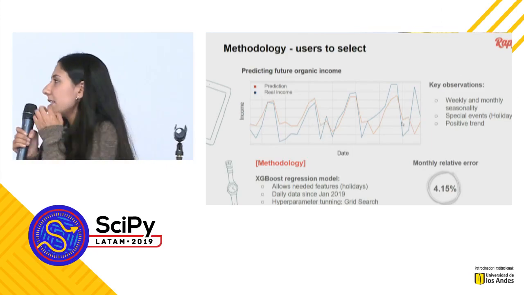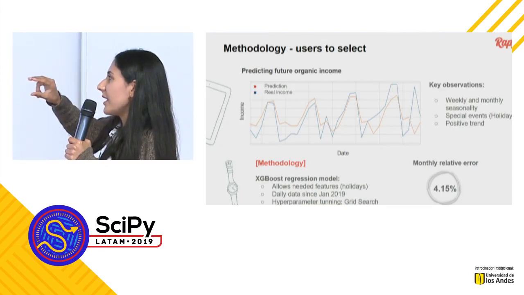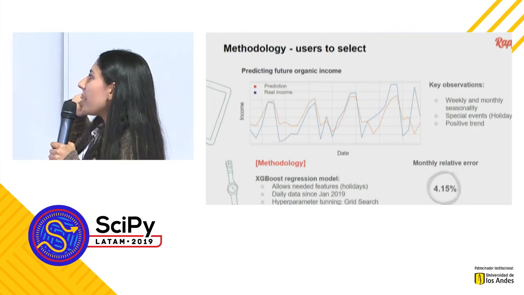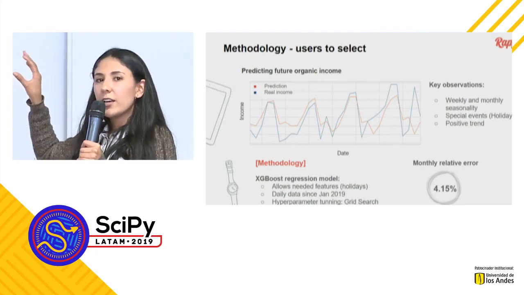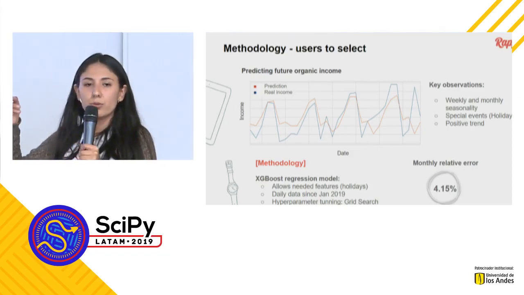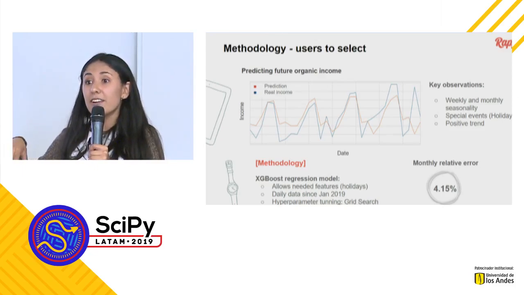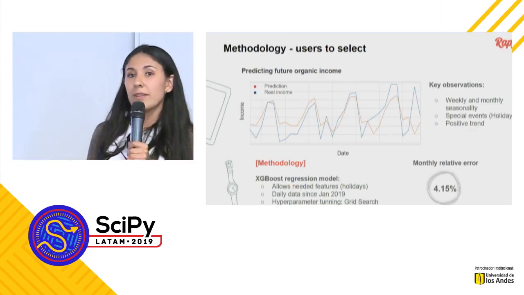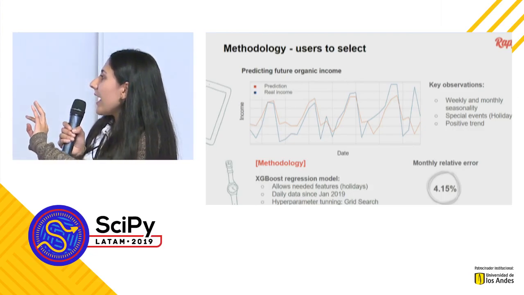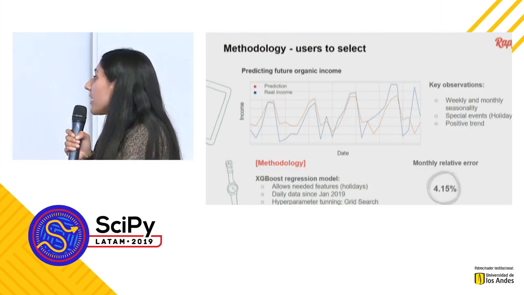We can see that it has a positive trend, and it also has seasonality, a weekly seasonality and a monthly seasonality. So for predicting this organic income, we also used an XGBoost model, because it allowed us to include variables such as the holidays, which are a very important variable for our income. And well, we did this prediction. We got a 4% monthly relative error.